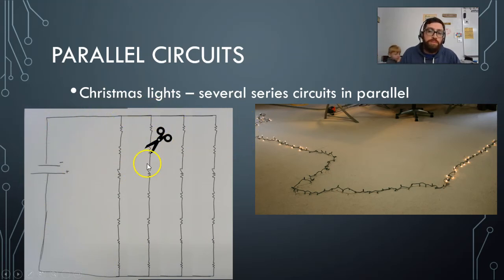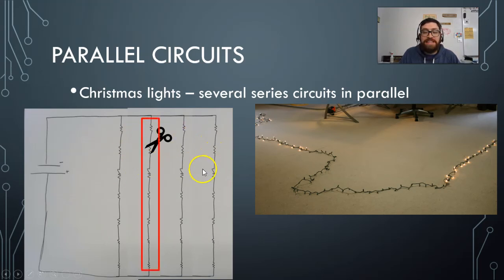So if there's a bulb that breaks on this one strand, it is out, but the rest of them are going to be fine. That's the reason why you'll find with Christmas lights, part of the strand is out while the rest of it is okay.